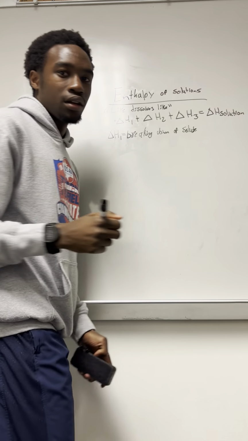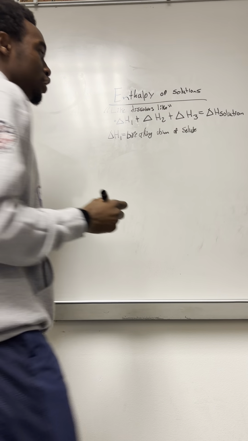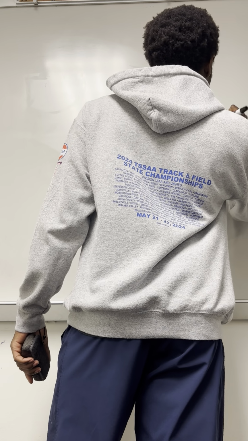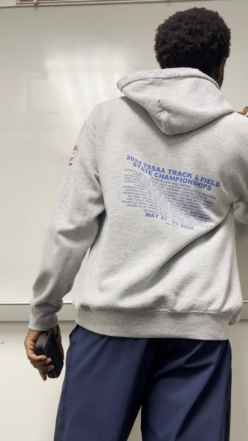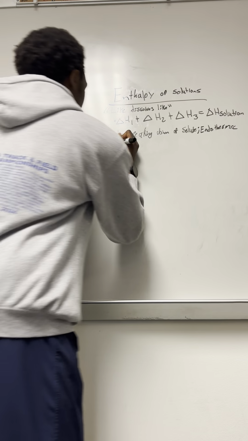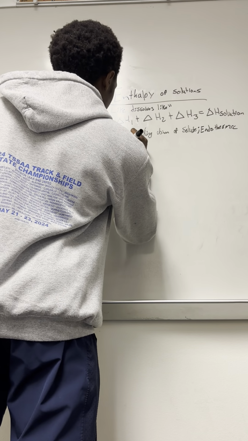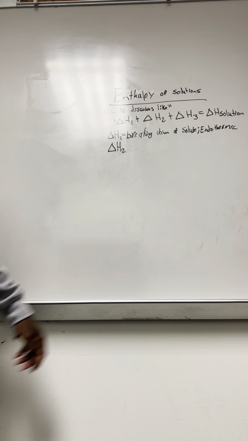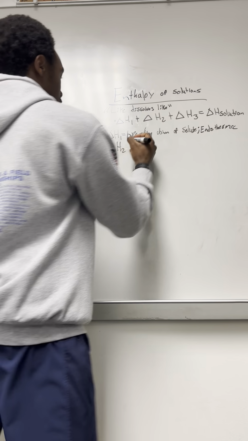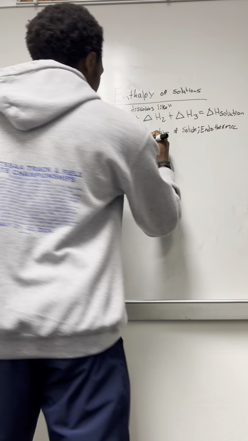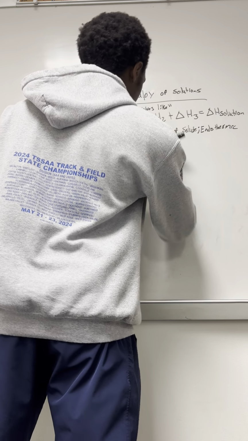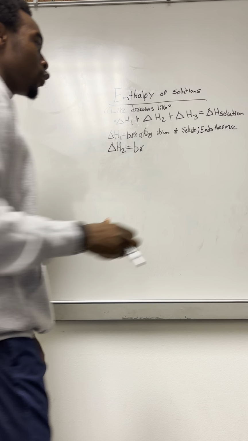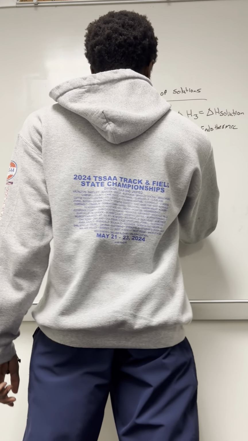And this will be an endothermic reaction. So endo. The second one, delta H2, deals with the breaking down of the solvent, which is going to be dissolving the solute, which leads to the making of a solution. And delta H2 will also be endothermic, which will make it a positive delta H.